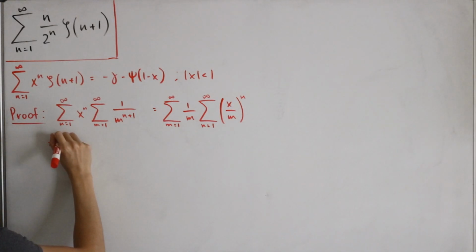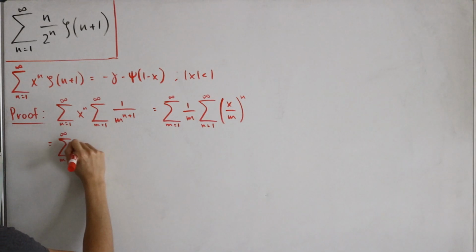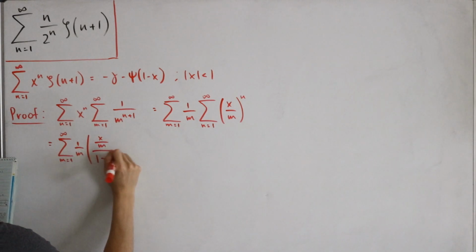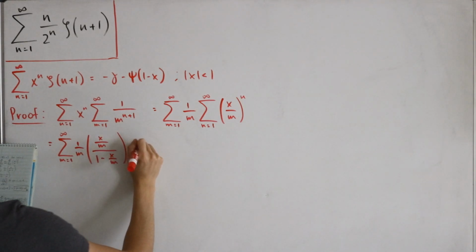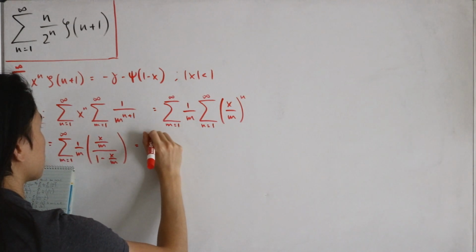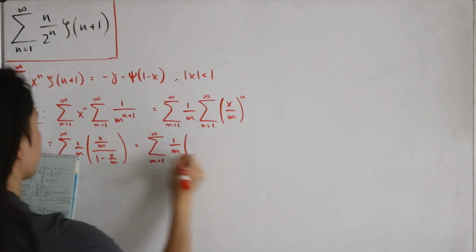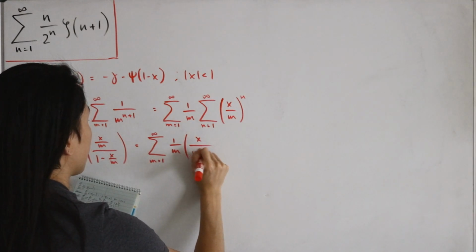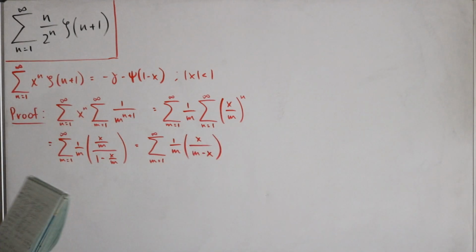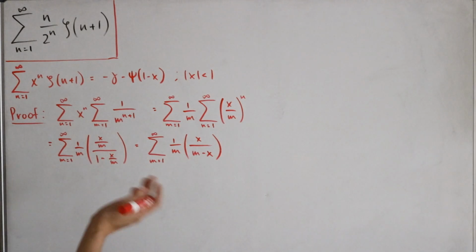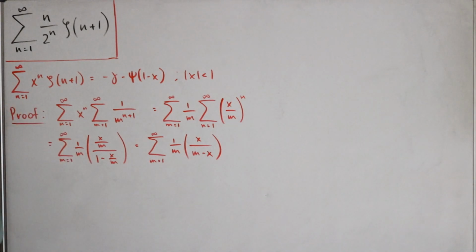So I have the infinite sum from m equals 1 of 1 divided by m, multiplied by x divided by m, all divided by 1 minus x divided by m. Simplifying further, we get the infinite sum from m equals 1 of 1 divided by m, times x divided by m minus x. To continue, we can break this up using a partial fraction decomposition, or in other words, by adding and subtracting a zero term, whichever way you want to use it.